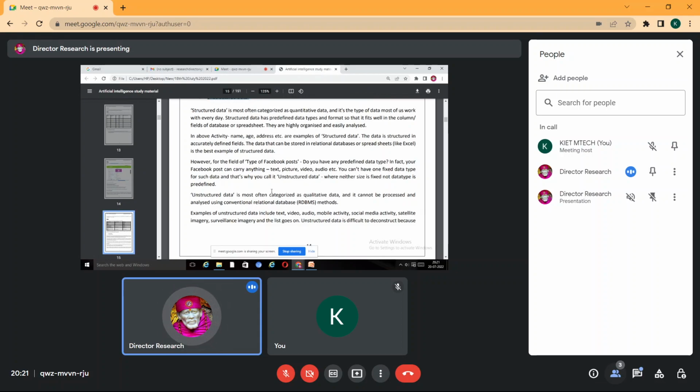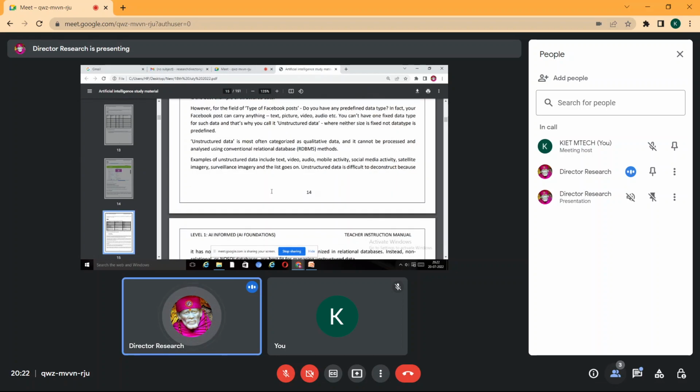However, for the field type of Facebook posts, do you have any predefined data type? In fact, your Facebook post can carry anything: text, picture, video, audio, etc. You cannot have one fixed data type. For such data, that's why you call it unstructured data, where neither size is fixed nor data type is predefined. Unstructured data is most often categorized as qualitative data.